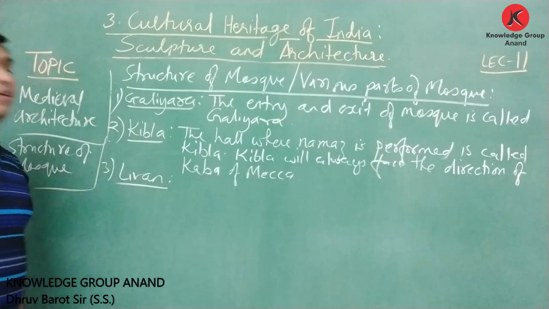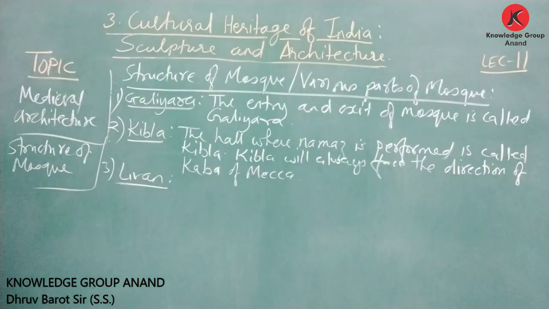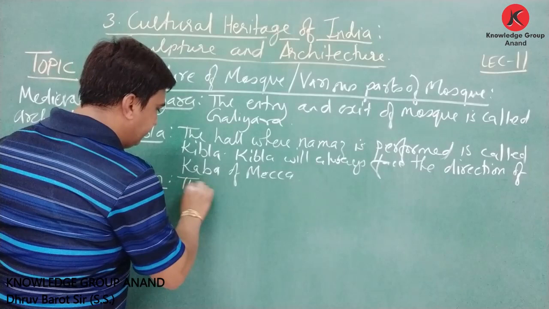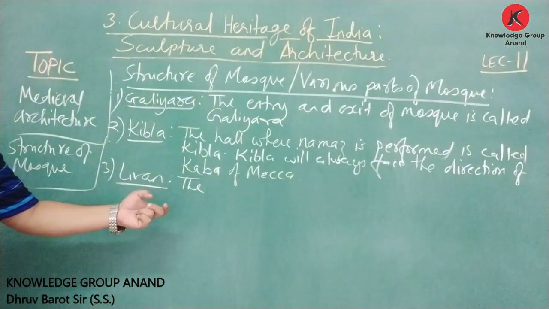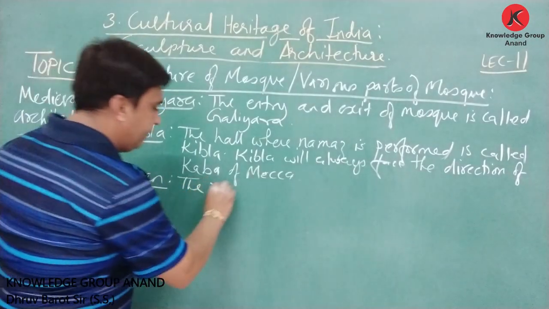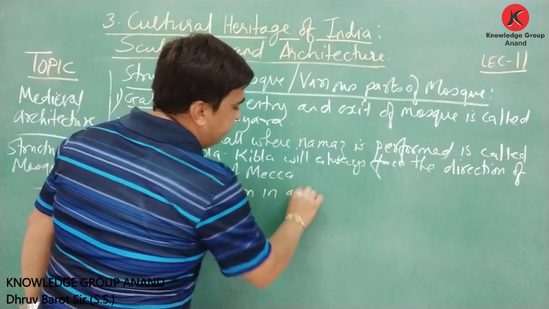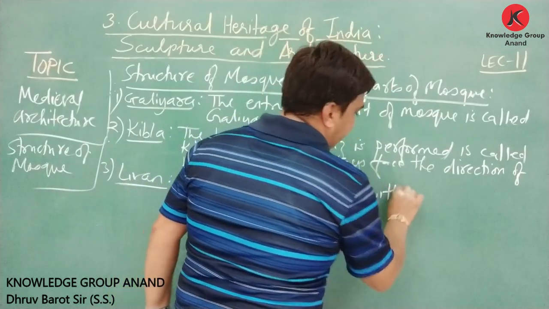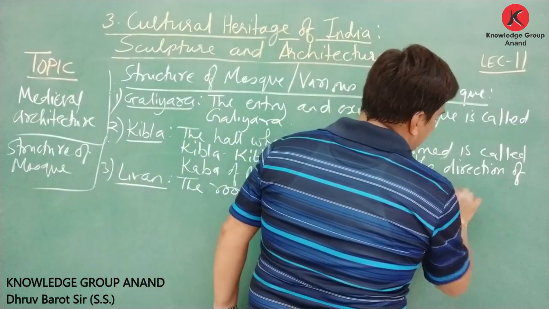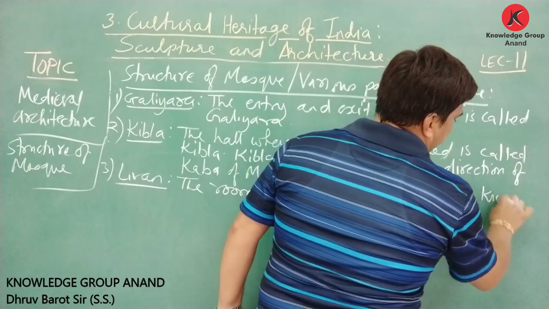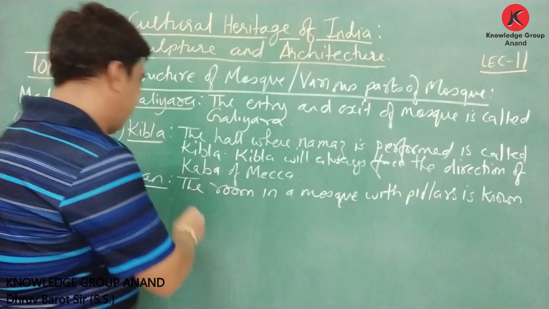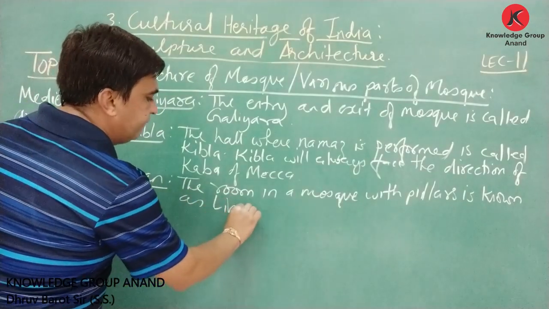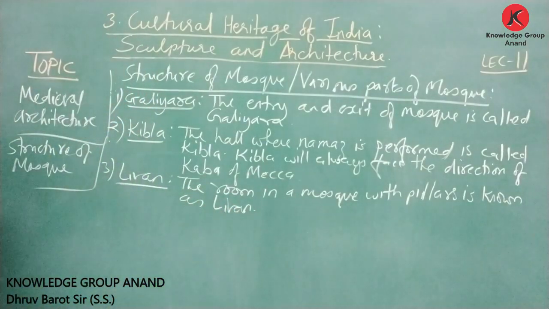Then third is Liwan. Third part, third structure, that is Liwan. The room in the mosque that is with pillars is known as Liwan.